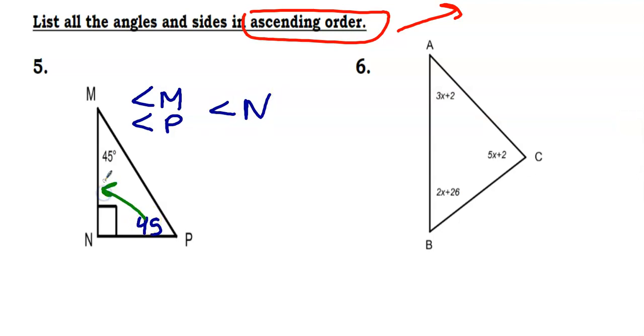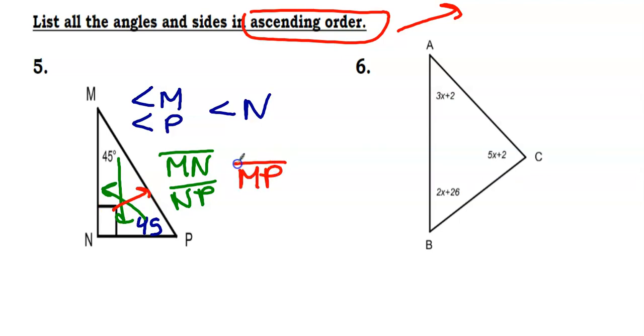Okay, and then the same with the side. So 45, what's across the way? MN and NP are worth the same amount. And then what would be the longest side? Well, what's across from N? That is MP.